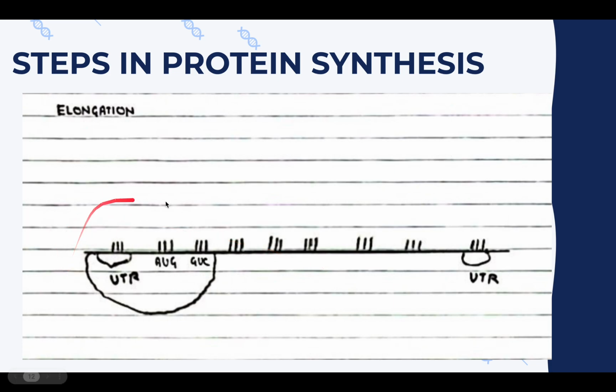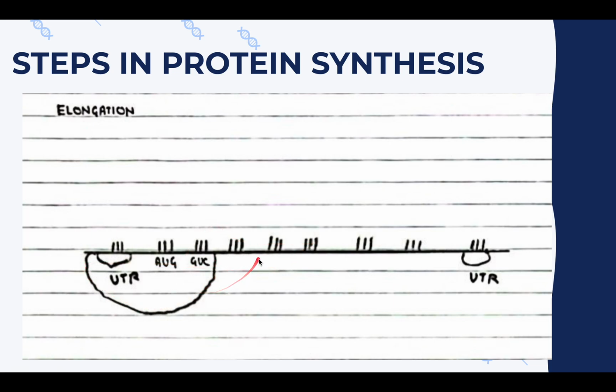So this is our unit of translation, the same one which we had. This is the start codon AUG, GUC, the next codon. So it's just an example, right? It's not true to life, but this is just an example for us to understand. These are UTRs, right? So now for the beginning of the elongation process, the smaller unit of the ribosome will join like so. So this is the smaller unit.